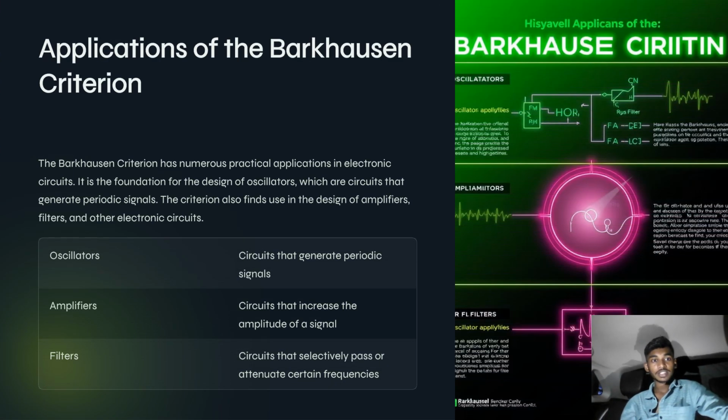Application of the Barkhausen criterion. The Barkhausen criterion has numerous practical applications in electronic circuits. It is fundamental to the design of oscillators, which are circuits that generate periodic signals. The criterion is also used in amplifiers, which increase the amplitude of the signal, and filters, circuits that pass or block signals at certain critical frequencies.